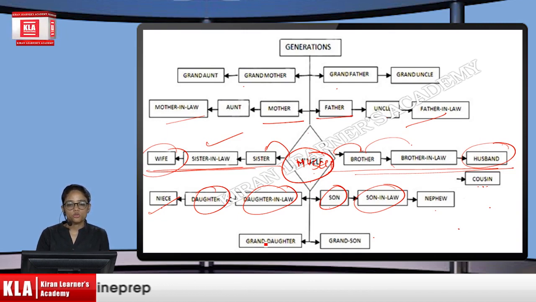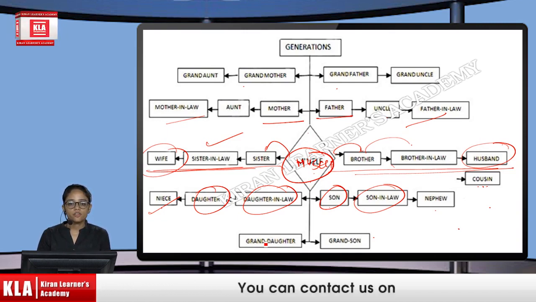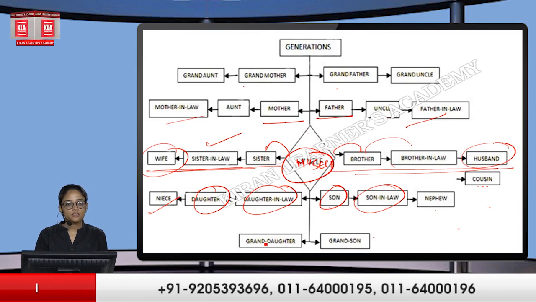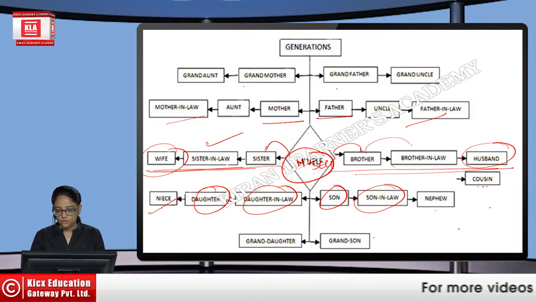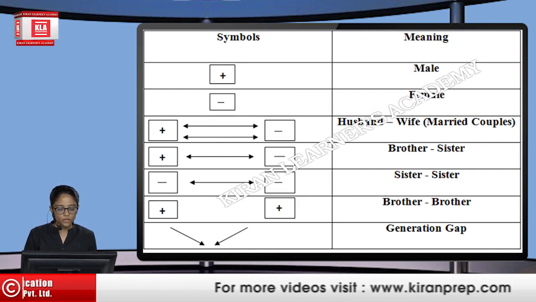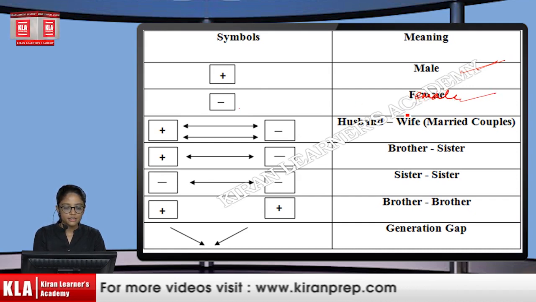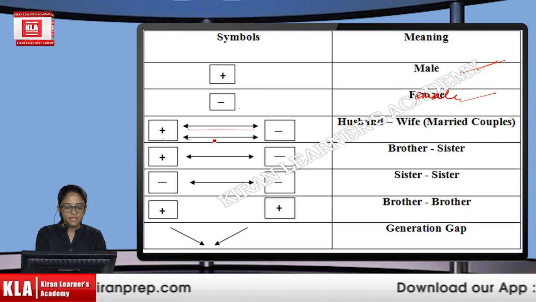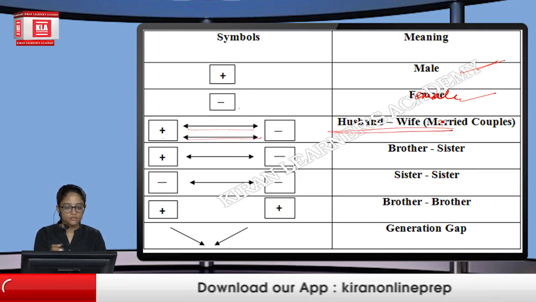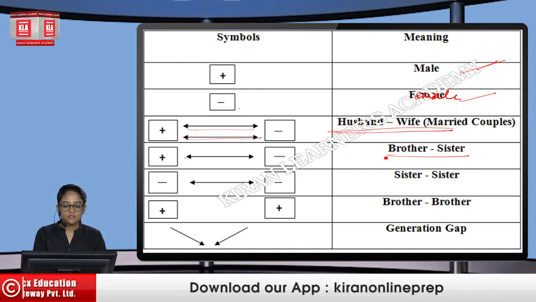The approach we are going to use is the tree diagram approach. Whatever is given to us, we will try to make it into a diagram so that it becomes easy to study the question and answer it. The symbols we are going to use while drawing: plus means male, minus means female. Double lines mean husband and wife. Single lines mean brother and sister.